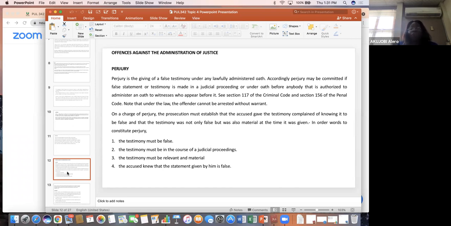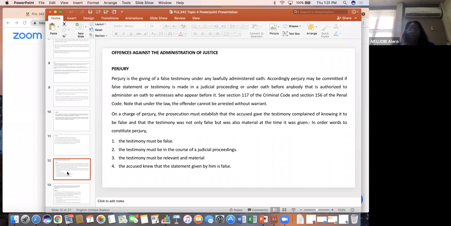Basically, perjury is the giving of false testimony under any lawfully administered oath. Accordingly, perjury may be committed if false testimony or statement is made in a judicial proceeding or under oath before anybody that is authorized to administer an oath or witness who appears before it. So when you are swearing before the court that you tell the truth and nothing but the truth, and you go ahead and say everything except the truth, of course, that's an offense of perjury. So now, what are the provisions that take care of this? We have section 117 to section 118 of the Criminal Code. We also have section 156 of the Penal Code.